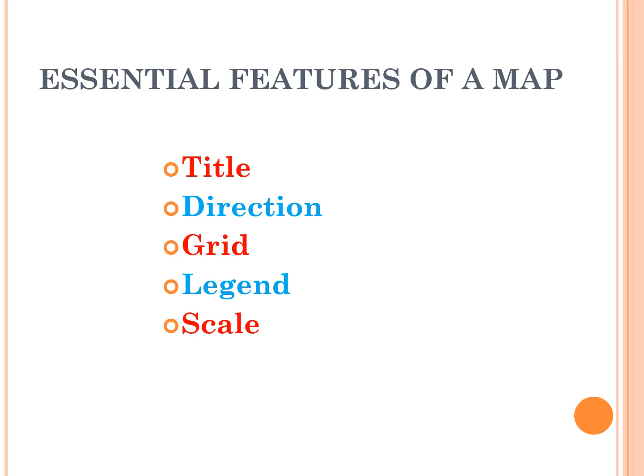In order to make it easier for people to understand a map, some features are used in maps. The essential features of a map include title, direction, grid, legend, and scale. You must remember that these features are internationally accepted all around the world. So let us understand each feature in detail.